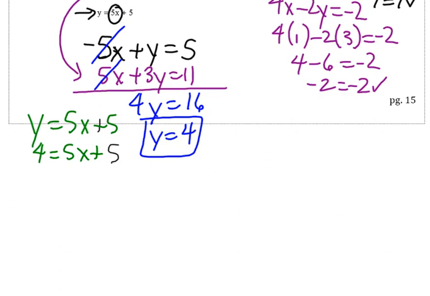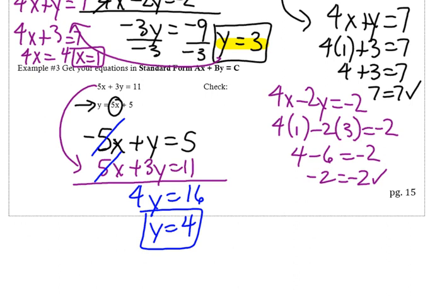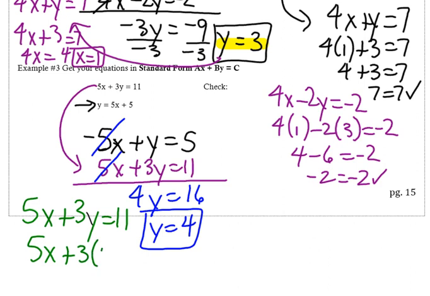Uh-oh. Let's try that again. Maybe I wrote it down wrong. 5x plus 3y. Let's try a different equation. 5x plus 3 times 4 equals 11. 5x plus 12, still the same thing. 5x equals negative 1. X equals negative 1/5.